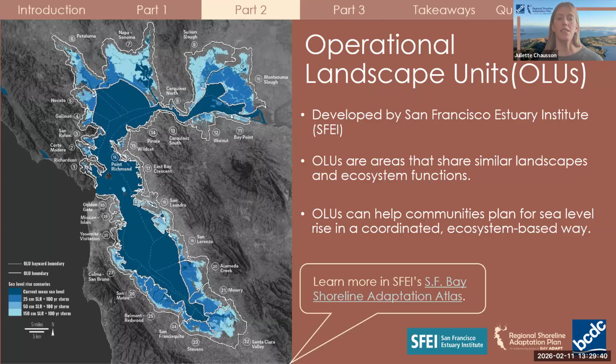I also want to take a second to highlight that the San Francisco Estuary Institute has several products that take the OLU concept one step further towards adaptation. One example is the Shoreline Adaptation Atlas that we've highlighted on this slide, and it essentially evaluates suitable locations for a subset of natural and nature-based adaptation measures within each OLU and can be a great starting point for your adaptation strategy development.